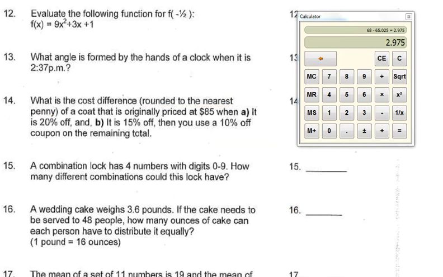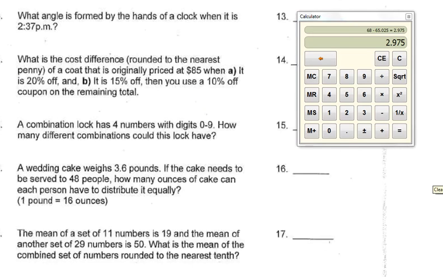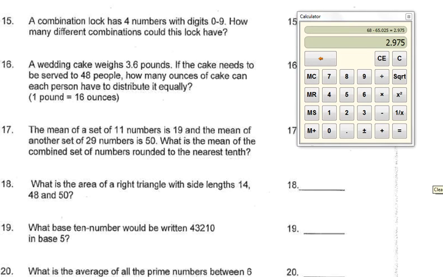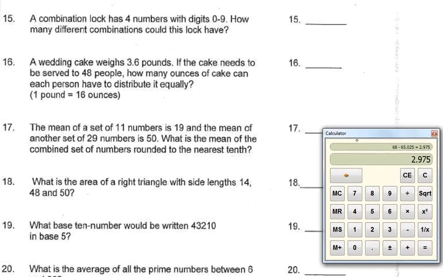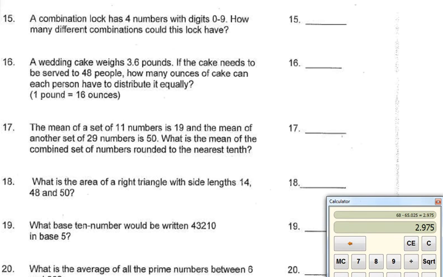All right, number 15. A combination lock has 4 numbers, the digits 0 through 9. How many different combinations could this lock have? All right. Now, there's only one right answer, but I can address a common misconception. This is not a combination, even though you have the word combination. And this is because in a combination, you cannot have repeats.